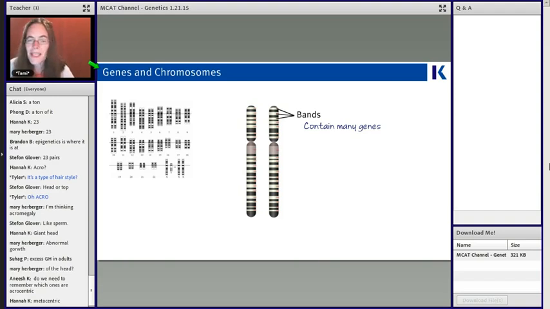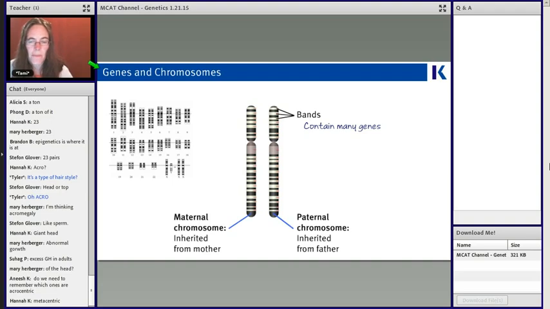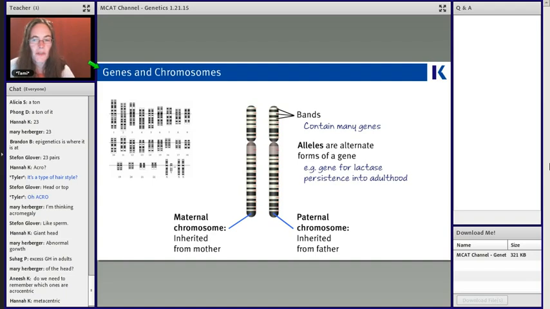When we're looking at these different genes, we have different alleles of genes, okay? Different alleles, one's going to come from mom, one's going to come from dad. These are different forms of a gene. For instance, we could talk about the gene for lactase persistence into adulthood. As you get older, you will learn that some people start to become lactose intolerant. Some people do not. That's particular for that gene.